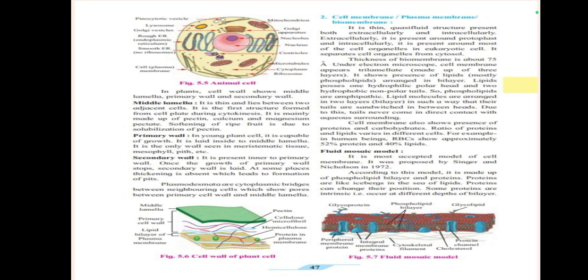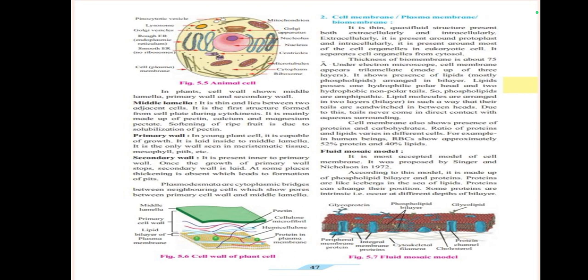Secondary wall. It is present inside the primary wall. Once the growth of the primary wall stops, the secondary wall is laid at some places. Thickening is absent at some places, which leads to formation of pits. Plasmodesmata are cytoplasmic bridges between neighboring cells, which pass through the pores in the primary cell wall and middle lamella.